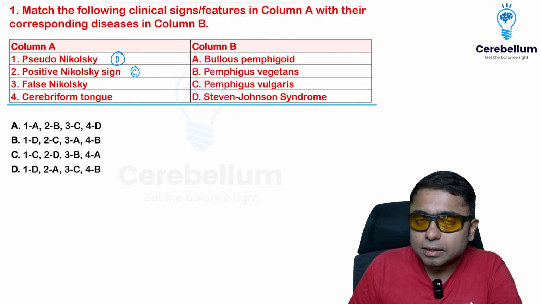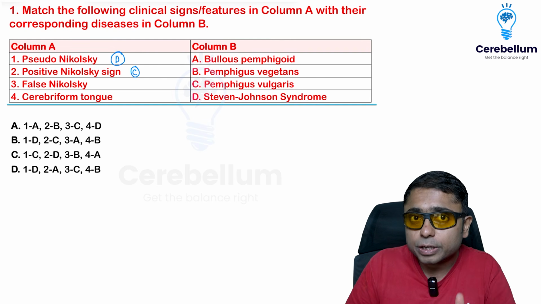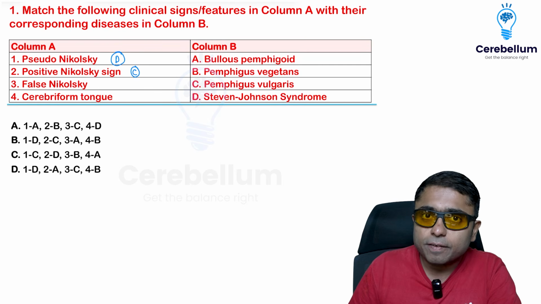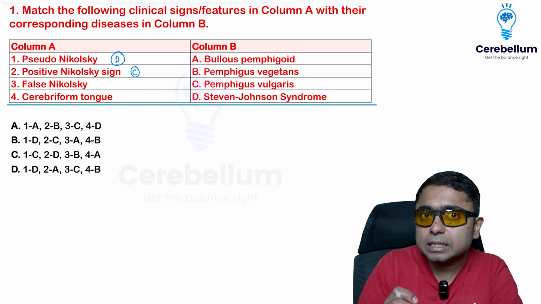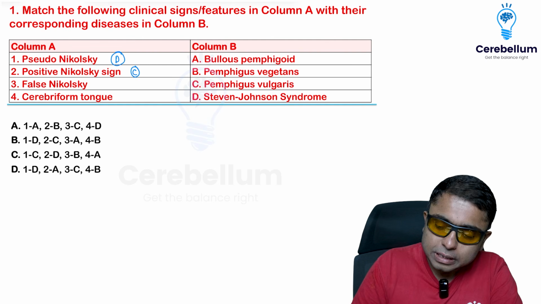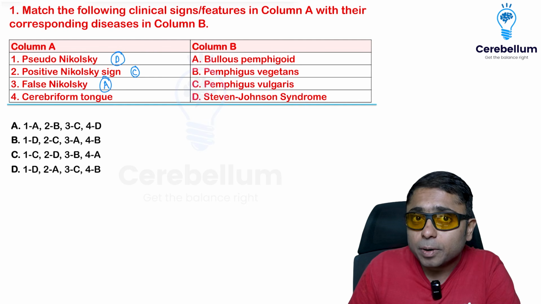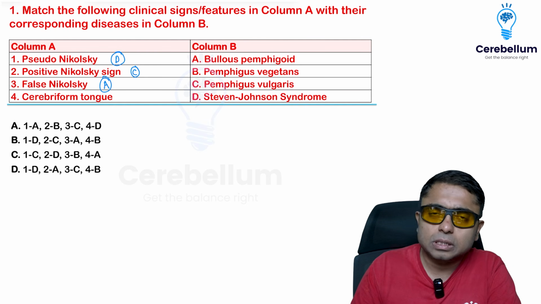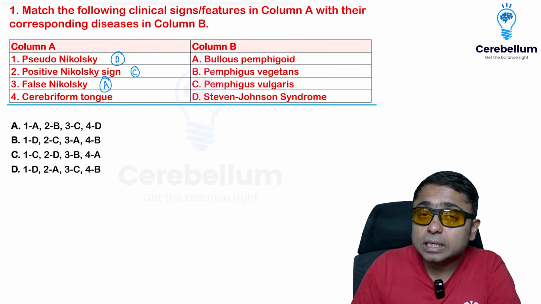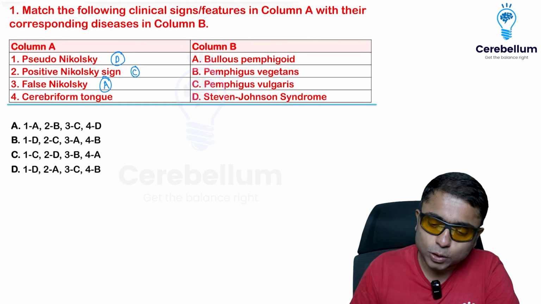False Nikolsky. This is very interesting. False Nikolsky can be seen in the subepidermal blistering disorders, in which if we try to give a tangential pressure, there is not going to be any loss of the epidermis, there is not going to be any peeling of the skin. So this is going to be option A, which is bullous pemphigoid, a subepidermal blistering disorder. Because in the dermis there are no keratinocytes, there is no acantholysis happening, so we cannot see the Nikolsky sign in the subepidermal blistering disorder.